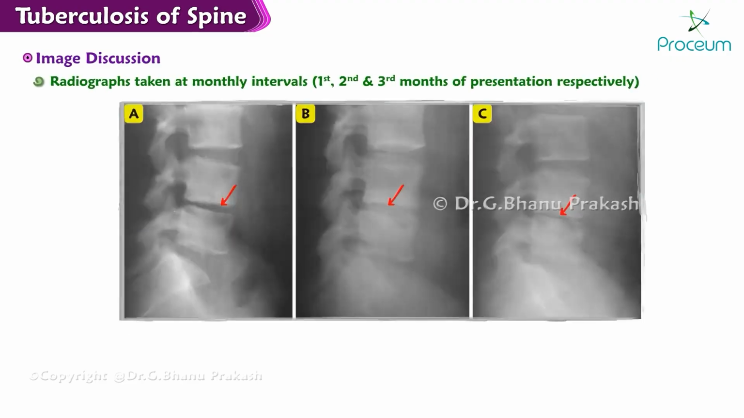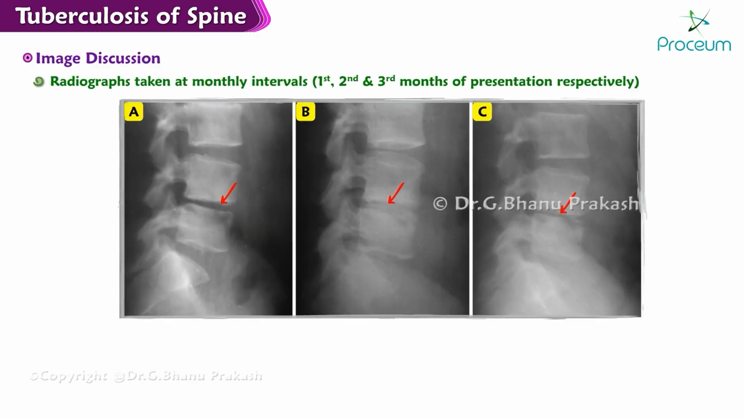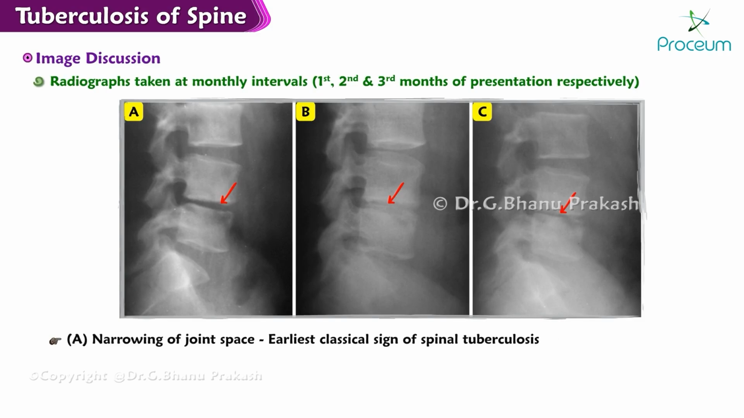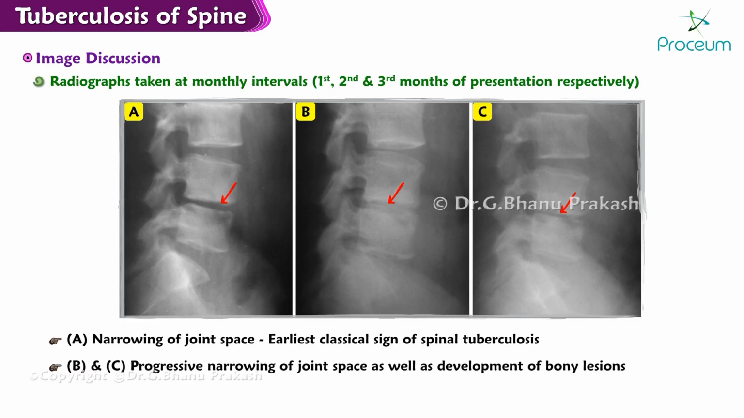Images. Radiographs taken at monthly intervals at first, second, and third months of presentation, respectively. A. Narrowing of the joint space, which is the earliest classical sign of spinal tuberculosis. B and C. Progressive narrowing of the joint space as well as development of bony lesions. Healing occurs in the form of interbody fusion.